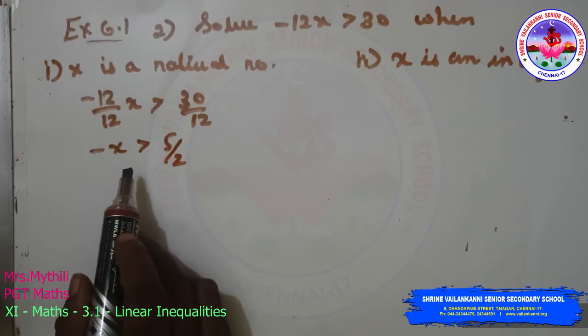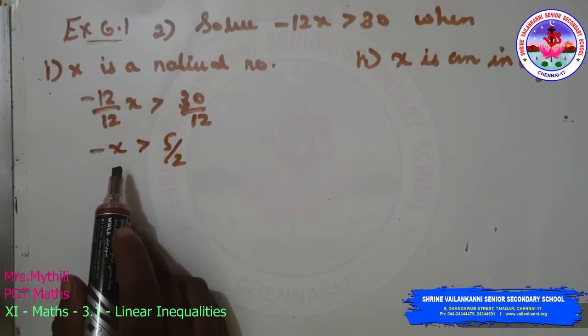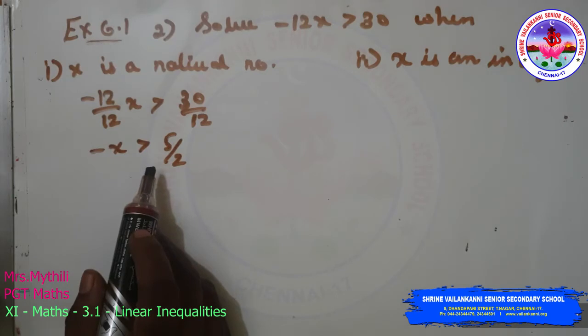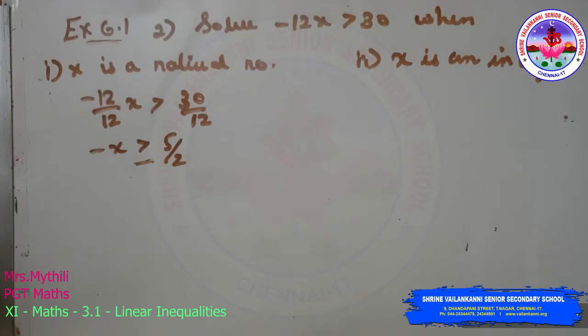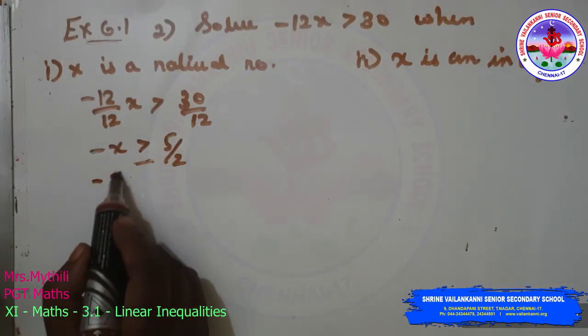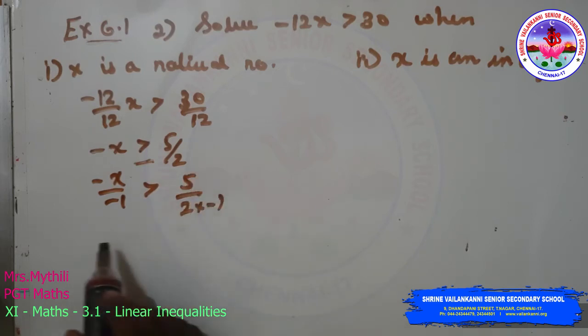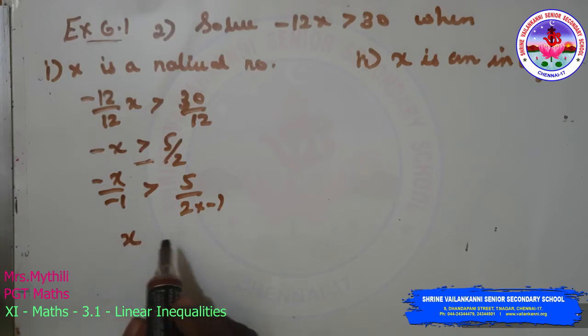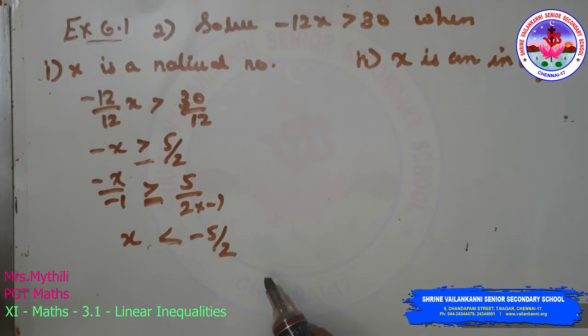Now I am going to divide by minus 1 to get the positive value of x. When it is divided or multiplied by a negative number on both the sides of an inequality, the inequality will change. That is, the symbol will change by applying rule 2. So, minus x by minus 1 is greater than 5 by 2 into minus 1. So, we get x, minus 5 by 2. The inequality here, it is greater than, it will change to less than. So, x is less than minus 5 by 2.